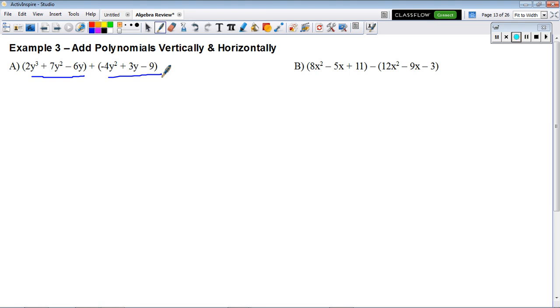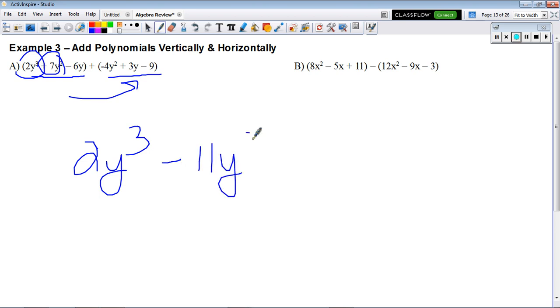And if you notice with this, there's no other y cubes over here to add to this. So 2y cubed is just going to stay 2y cubed. Nothing changes there. Now I'm going to move on to the y squared. So I have negative 7y squared. I'm going to add that to negative 4y squared, which would be negative 11y squared.